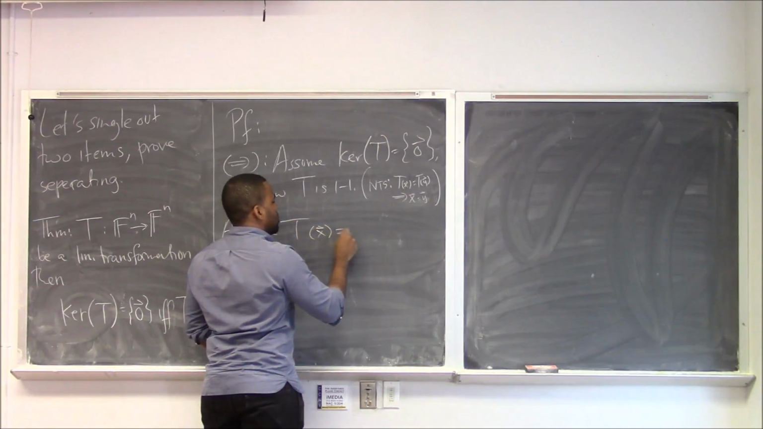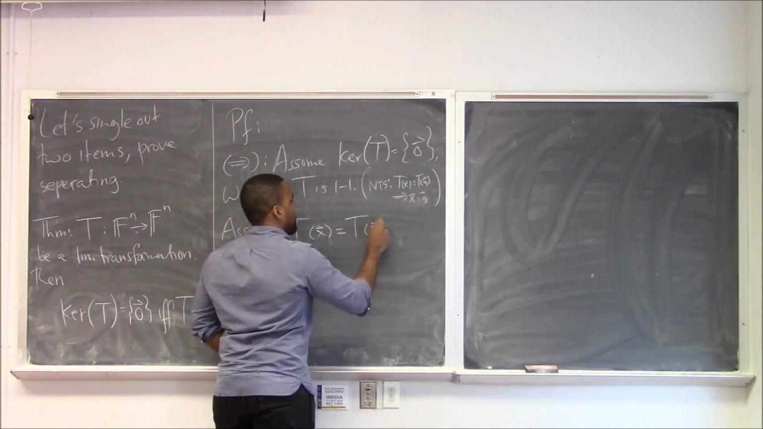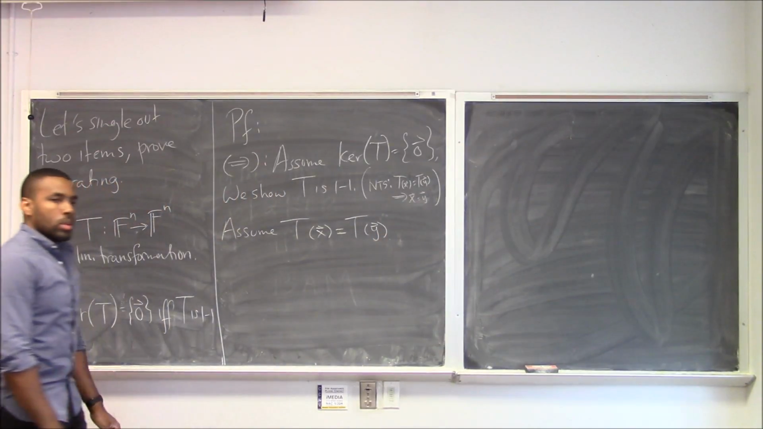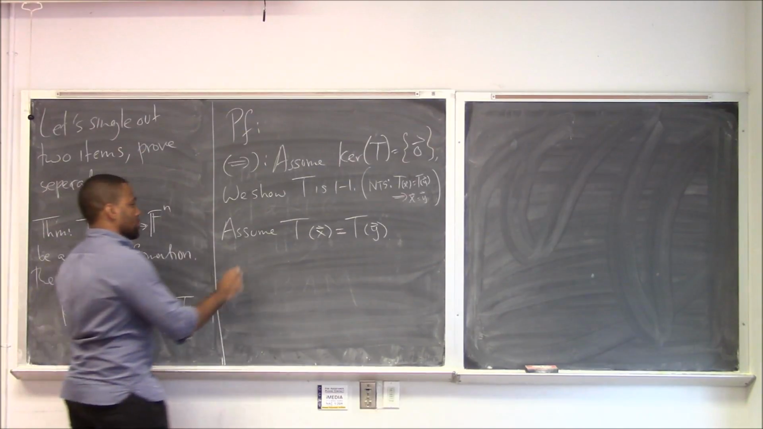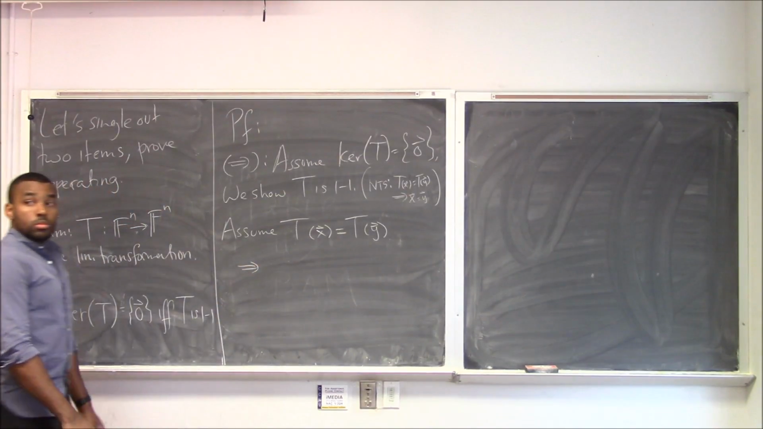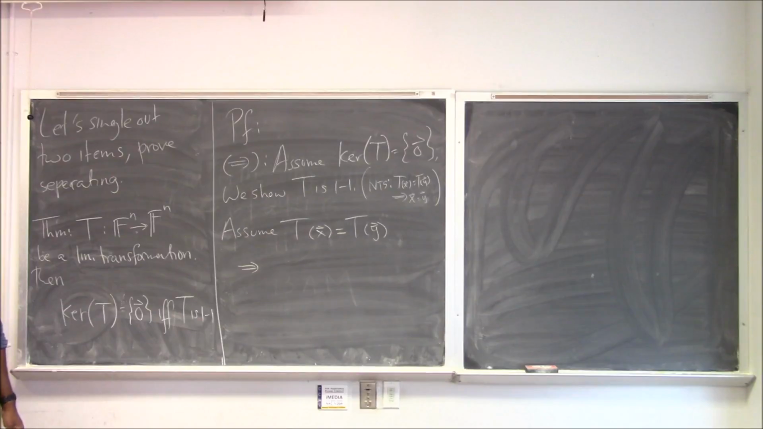Assume T of x equals T of y. How do I get to the point to say that x equals y without really thinking of this as matrices? Well, if you write, what's the vector space here? Okay, so if you write out any vector, no.